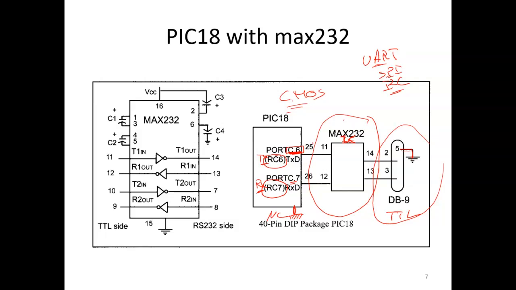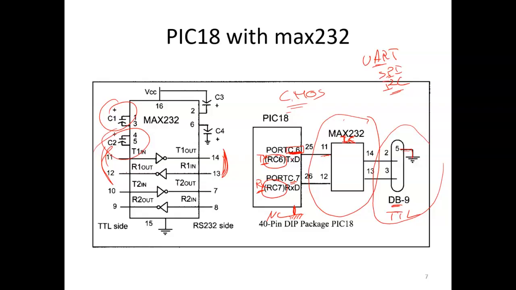So we need something to adapt the voltages, and this something is the MAX232 IC. If you have to design something, for example a design project, and you want to connect the project to the DB9 connector, in that case you have to use the MAX232 IC. This is the adapter. We just need to add two capacitors here, and you can use the pins 11, 12 and 13, 14.